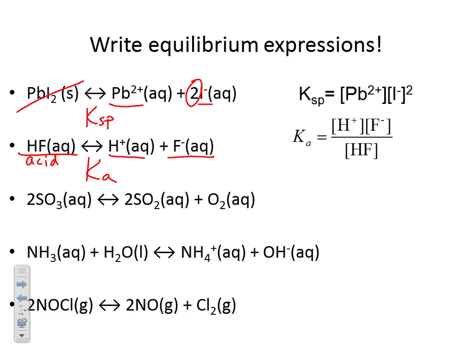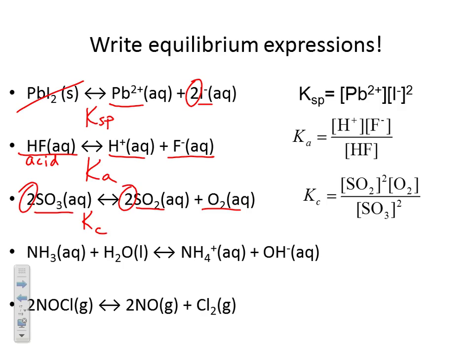I have the next reaction, 2SO3 aqueous goes to 2SO2 aqueous plus O2 aqueous. This is not an acid reaction. It's not a base dissociation reaction. It's not Ksp. So the fail-safe is just to do Kc for concentration. I'm going to do the SO2 squared times the O2 raised to the first, all divided by the SO3 squared. Our coefficients become our exponents, and everything's multiplied together, not added.